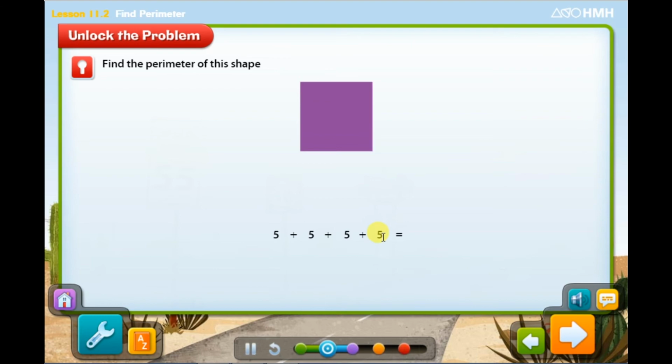Now add the lengths of the sides. Let's count together. If you add all the sides together, 5 plus 5 is 10, plus 5 is 15, plus 5 is 20. So 5 plus 5 plus 5 plus 5 is equal to 20. So the perimeter of the shape is 20 centimeters.